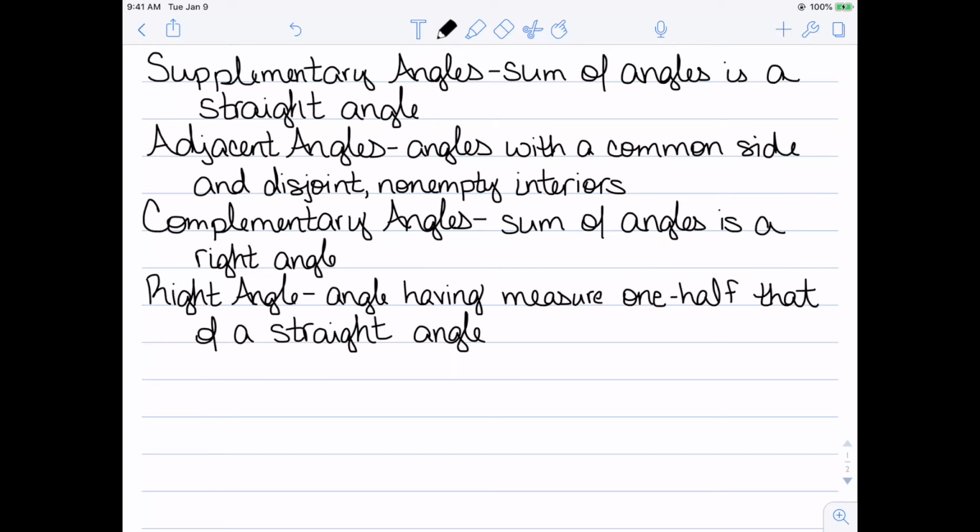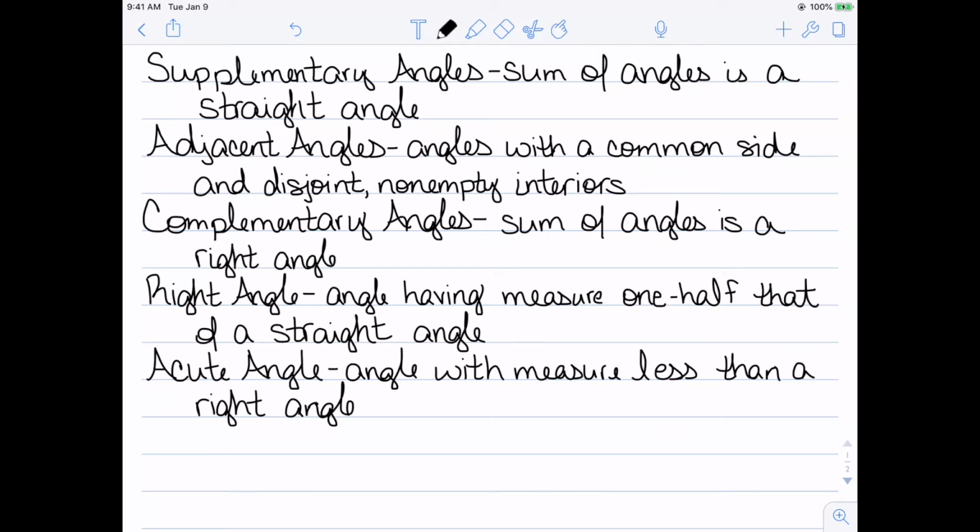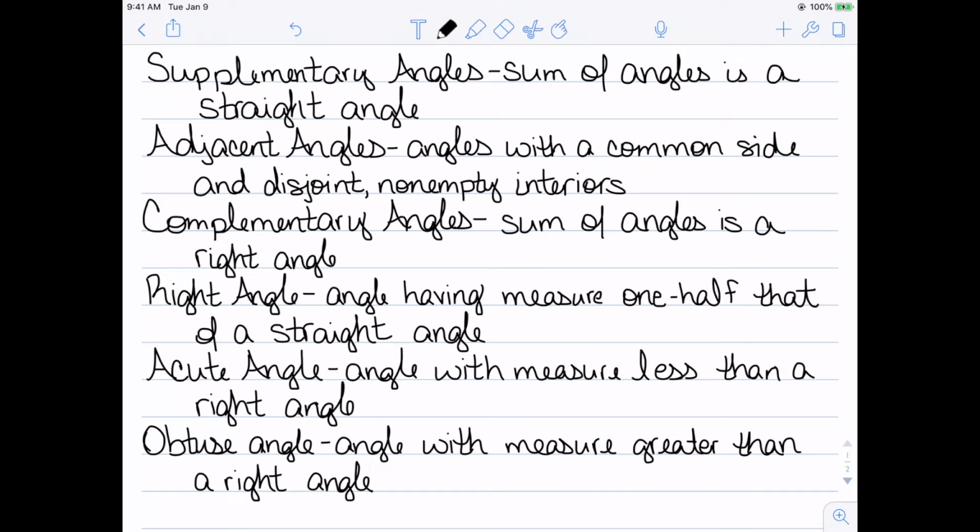And then, of course, we need to define a right angle. A right angle is an angle having measure 1/2 that of a straight angle. So it's exactly half of a straight angle. We then have an acute angle, which is an angle with measure less than that of a right angle. And then an obtuse angle, which has a measure greater than a right angle.